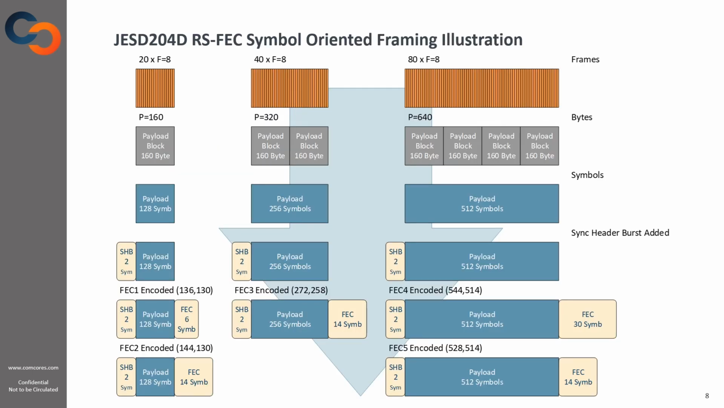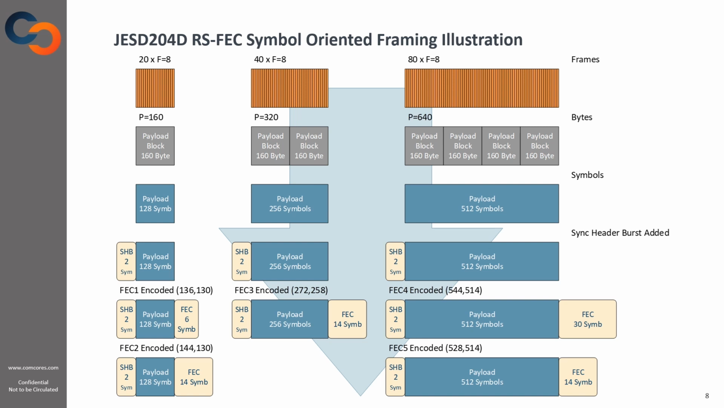This graphic should demonstrate how these FEC code words are put together in all 5 different FEC modes. For this demonstration, let's assume our frames consist of 8 octets, but they really don't have to. It just makes this image cleaner. But the important part here is that we take frame data and group it into payload blocks of 160 bytes. You can see these gray blocks here. And then the RS-FEC, when it's encoding this data, works on symbols.